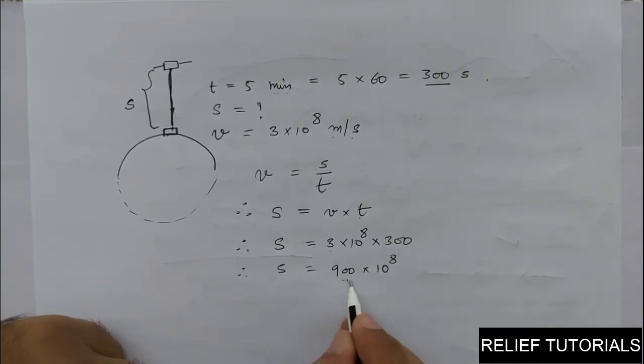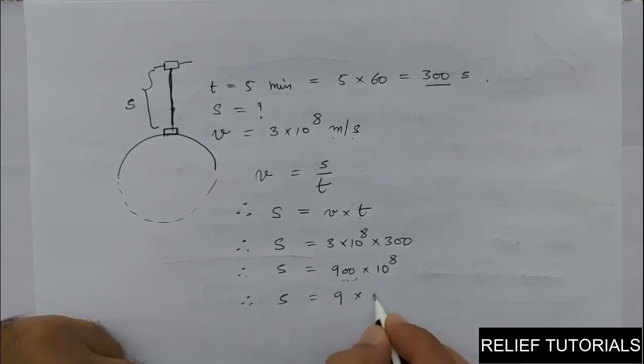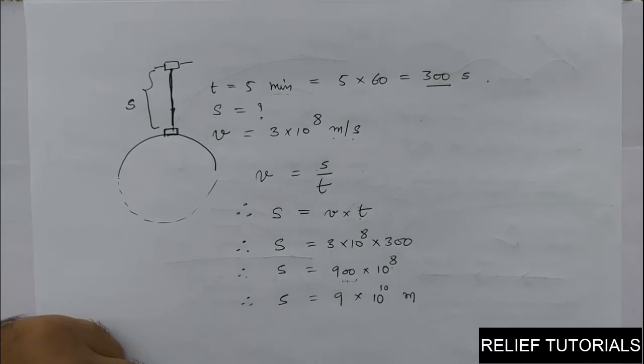Now 2 zeros are here. 2 zeros means 10 raised to 2. Therefore S is equal to 9 into 10 raised to 8, which is already here, and 10 raised to 2 more. So it is 9 into 10 raised to 10 meters. If you want to write your answer in terms of kilometer, 3 zeros should be reduced from this. So 9 into 10 raised to 7 kilometer. Whichever way, you can write your answer.